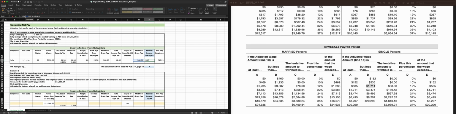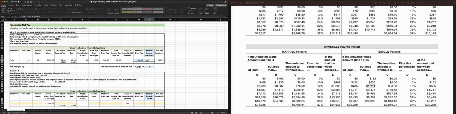We take the modified gross pay minus the minimum amount, which is 535, times this 12%. That gives us the amount over 535 that needs to be taxed at 12%. And then at the end of that calculation, we include the $38.30. So what it's saying is if you make $535, you're going to get taxed $38.30.